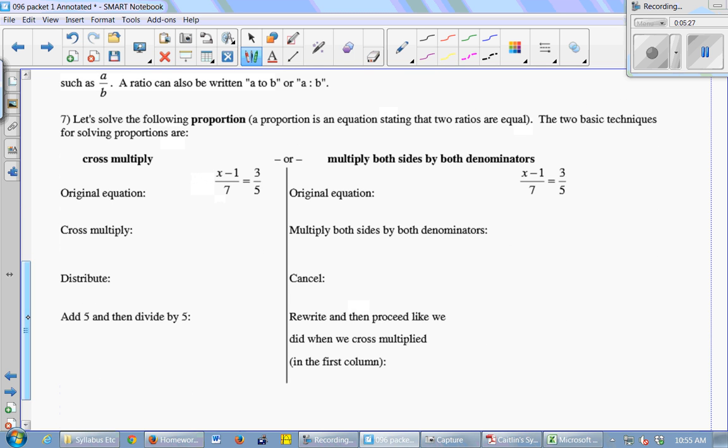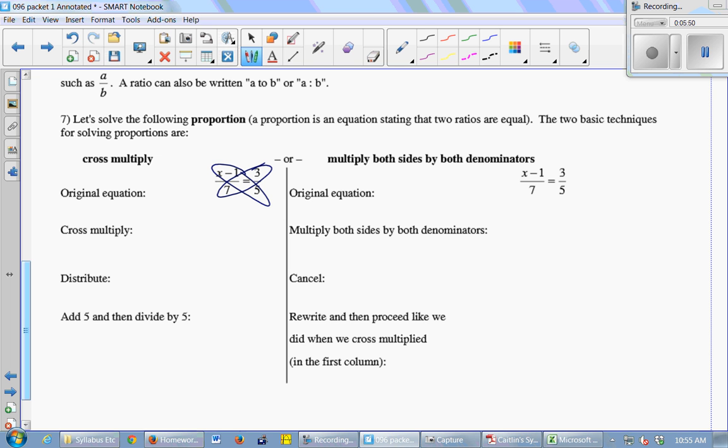So I'm going to solve a proportion two different ways. There's two basic techniques. So here's my original equation: x minus 1 over 7 equals 3/5. The first technique you may or may not have seen is called cross multiplication, where you can just draw a little butterfly and you multiply the extremes.